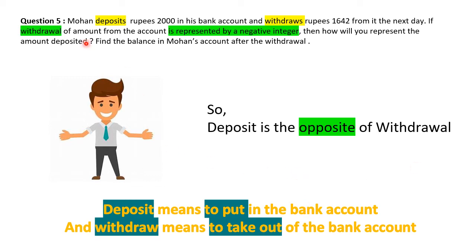Now we need to focus on the second part of the question. What does it say? Withdrawal is represented by a negative integer. And we have seen that deposit is opposite of withdrawal. So, keeping these things in mind, we can find out the sign of deposit. We know the sign of withdrawal. It is represented by a negative number as given in the question. So we are going to find out how deposit is represented, right?